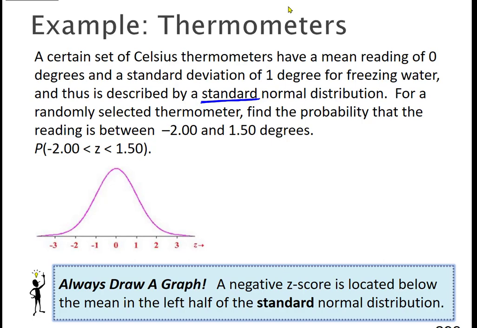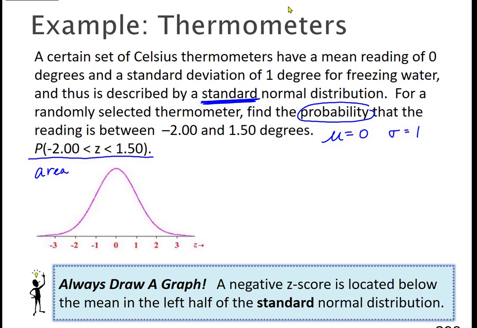So a couple of things to make sure that you look at. Because it said standard, I underlined standard, we automatically know, plus it told us, that mu, the mean, is 0, and sigma, the standard deviation, is 1. It also is asking us to find the probability, so we wrote that out in symbols. P, parentheses, -2 is less than Z is less than 1.5. But, again, I want to remind you that we're finding the area.